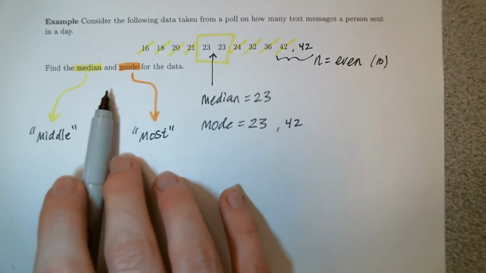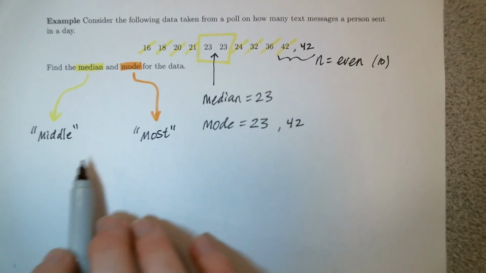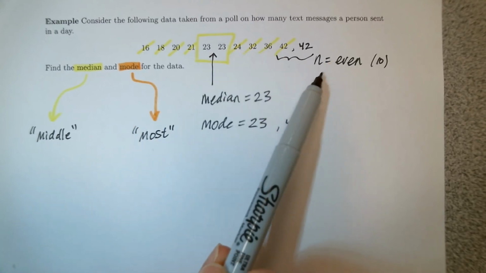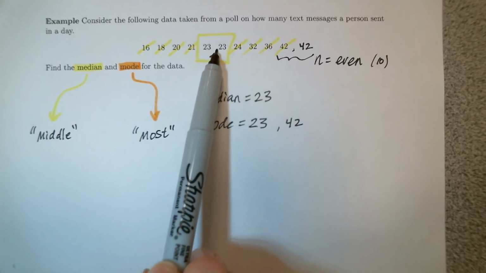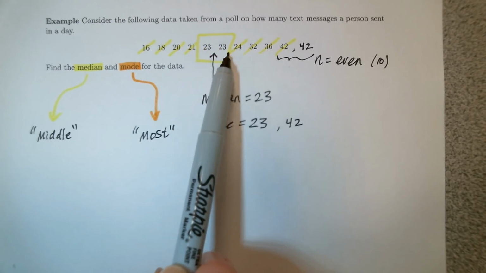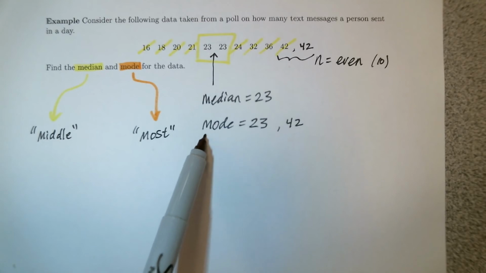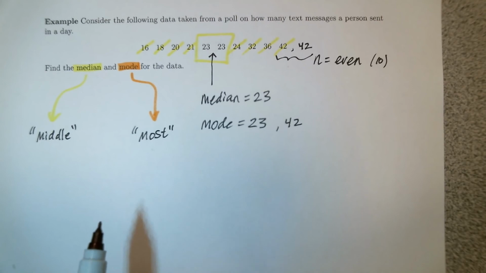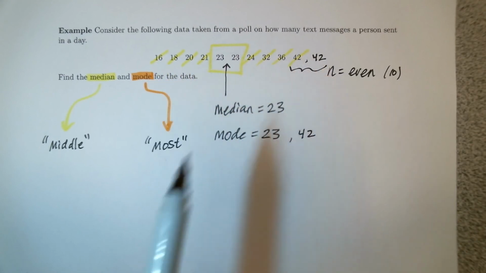So again, I relate median to middle and mode to most to help me remember how to find these values. If you have an even number of data values, your median will be in between two values, in which case you must compute the arithmetic mean of those two middle numbers to find your true median. And the mode is always the value that occurs most frequently. It's possible for your data set to have no mode, one mode, several modes. So just make sure you're checking that very carefully.